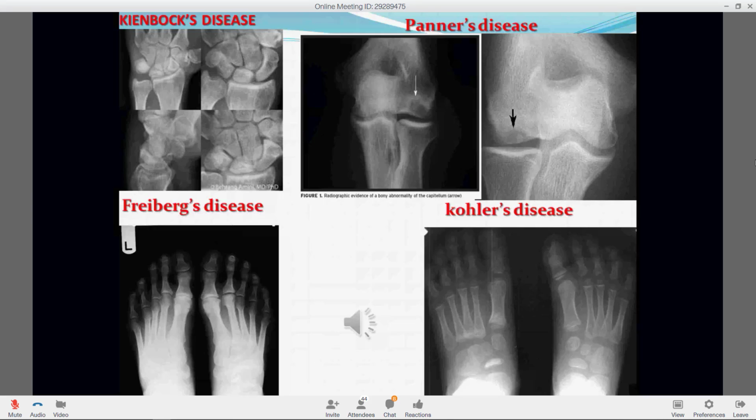Kinds of disease: osteochondrosis of the lunate bone, Kienböck disease; osteochondrosis of the ossific nucleus of the second metatarsal head, Freiberg disease; Panner disease, osteochondritis of the capitellum; and Köhler disease, osteochondritis of the navicular bone.